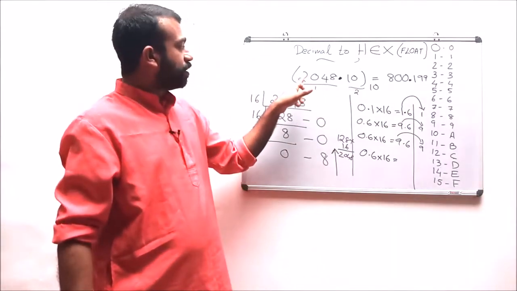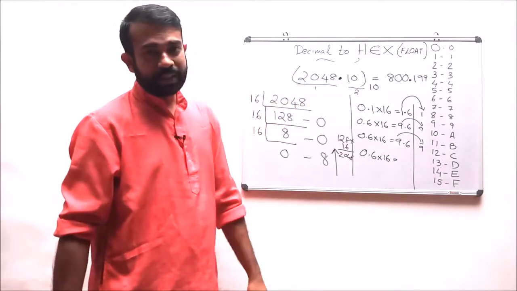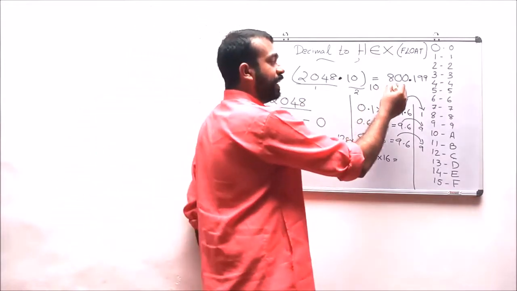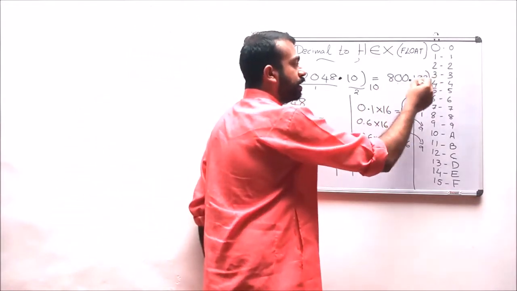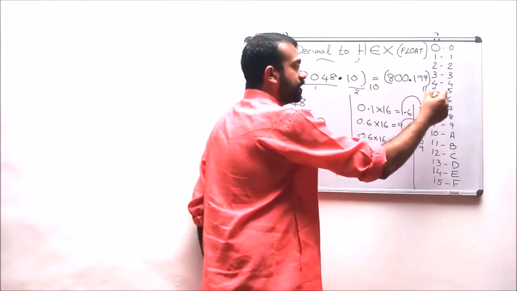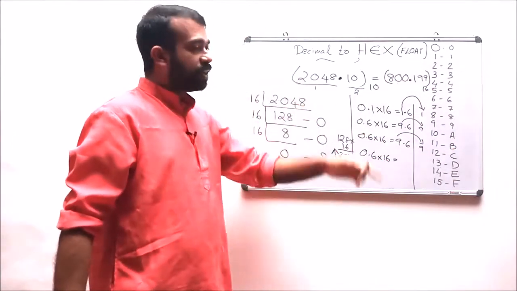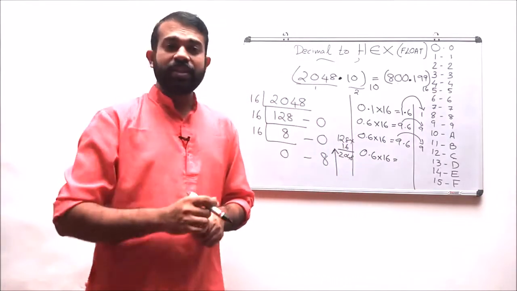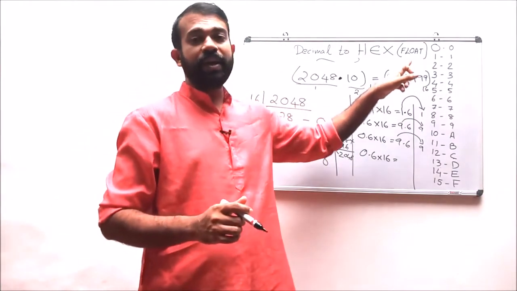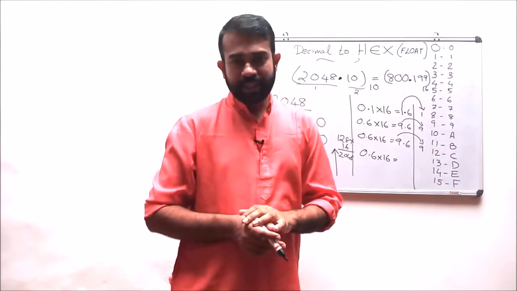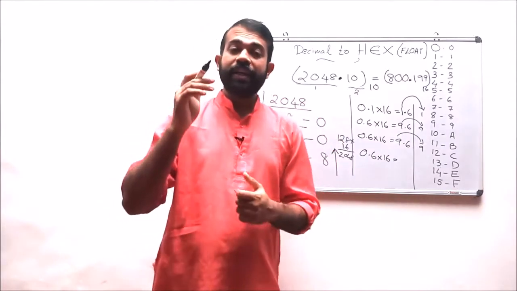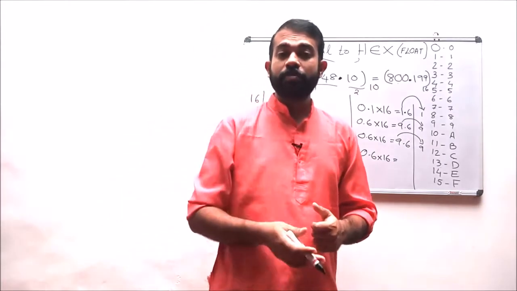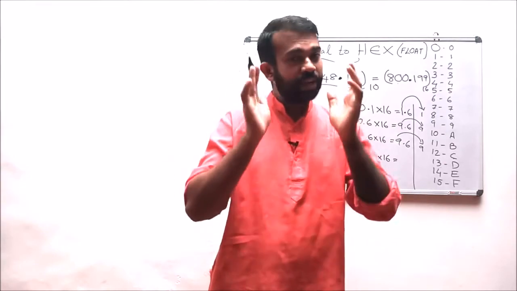So the answer for 2048.1 is equivalent to 800.199 to the base 16. The decimal number 2048.1 can be represented in hexadecimal as 800.199 to the base value 16. So this is how we convert a decimal fractional number or a floating point number into its hexadecimal equivalent.